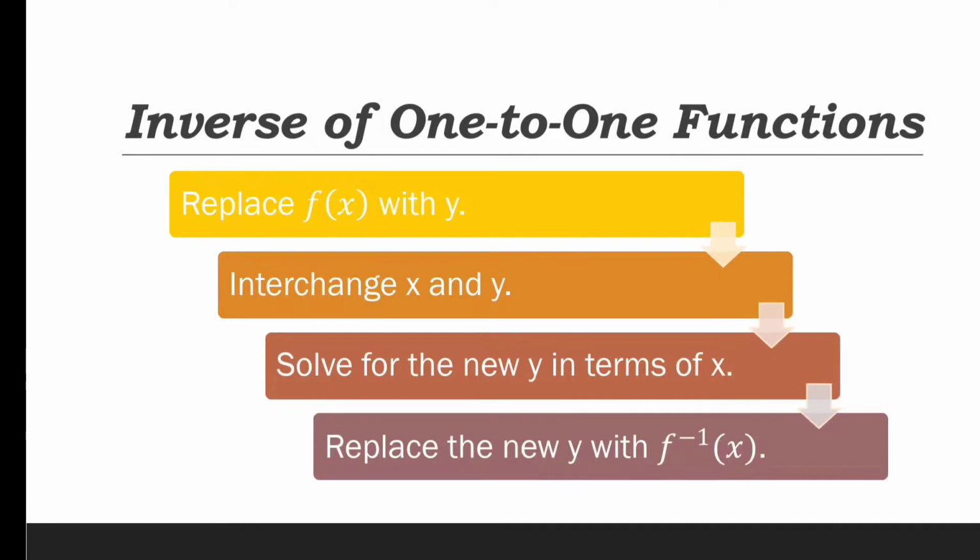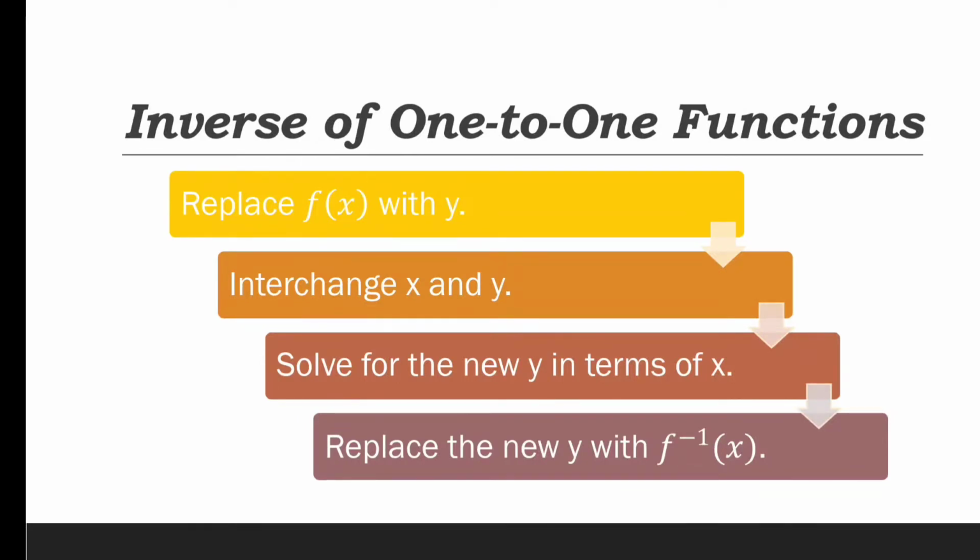Again, step 1, replace f of x with y. Step 2, interchange x and y. Step 3, solve for the new y in terms of x. And step 4, replace the new y with f inverse of x.